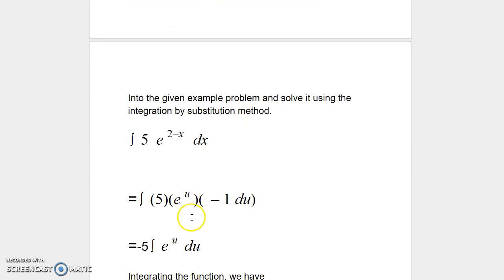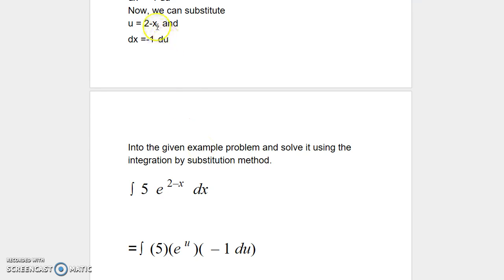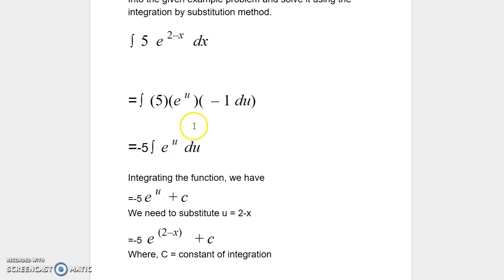Our example problem is as shown here, integral 5 e to the power of 2 minus x dx. So integral 5 e to the power of, wherever we see 2 minus x, we're going to substitute that by u as shown here. Instead, wherever we see dx, we're going to write minus 1 du as shown here. So now, as you can see here, 5 times negative 1 is negative 5, and that negative 5 is a constant, so I pull it outside of the integration process. And then we are left with integral e to the power of u du.